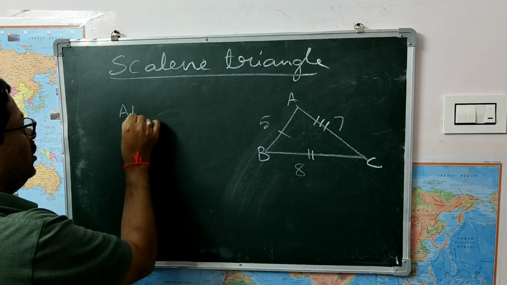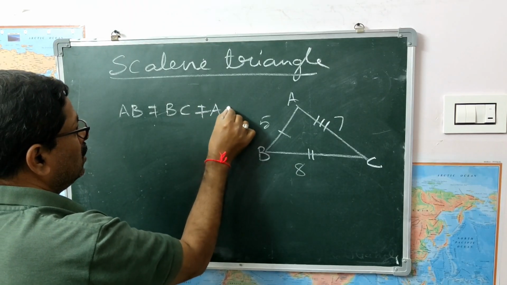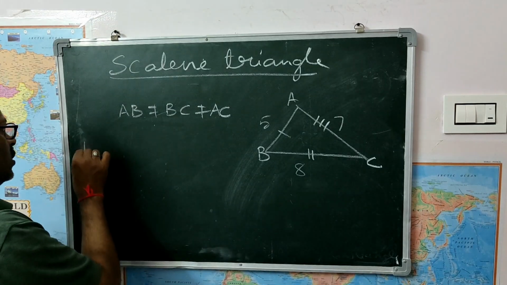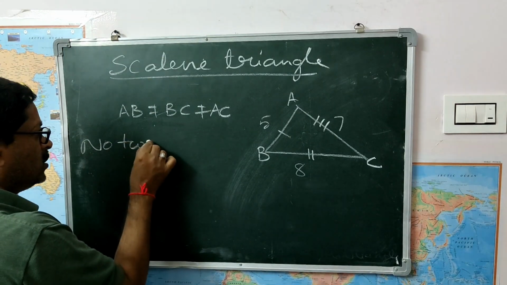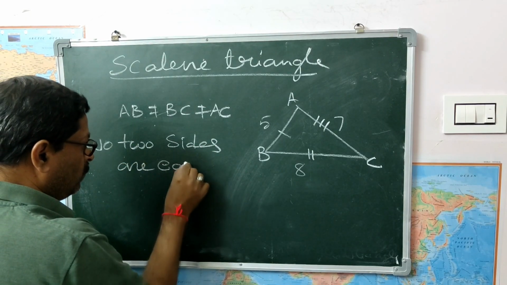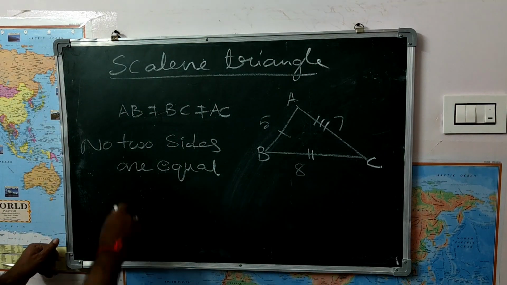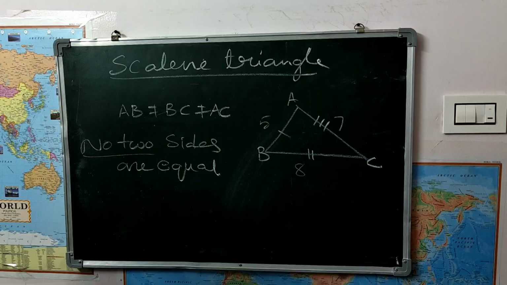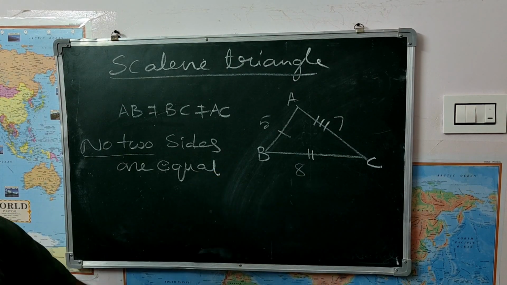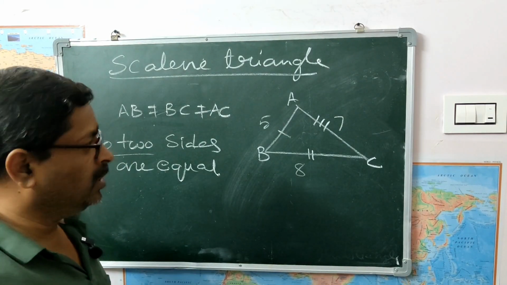Very important: AB is not equal to BC is not equal to AC. We can write it like this because no two sides are equal. This is a very nice way of giving the statement. Learn this phrase: no two sides are equal. Such is the way we define a scalene triangle. A scalene triangle means all sides measure differently. No two sides are equal.